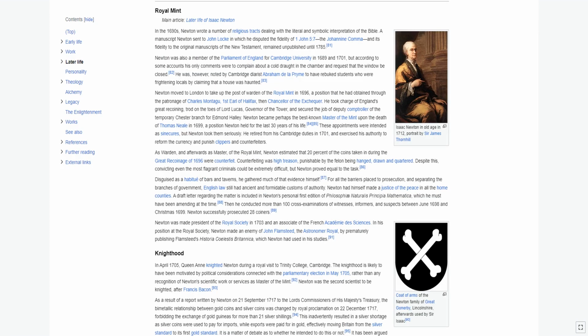In the 1690s, Newton wrote a number of religious tracts dealing with the literal and symbolic interpretation of the Bible. A manuscript Newton sent to John Locke, in which he disputed the fidelity of 1 John 5:7, the Johannine comma, to the original manuscripts of the New Testament, remained unpublished until 1785. Newton was also a member of the Parliament of England for Cambridge University in 1689 and 1701, but according to some accounts his only comments were to complain about a cold draft in the chamber, and request that the window be closed. He was, however, noted by Cambridge diarist Abraham de la Pryme to have rebuked students who were frightening locals by claiming that a house was haunted.